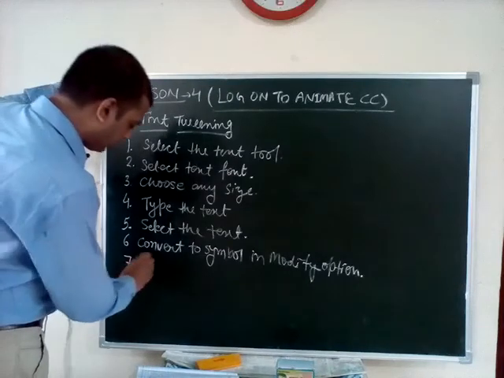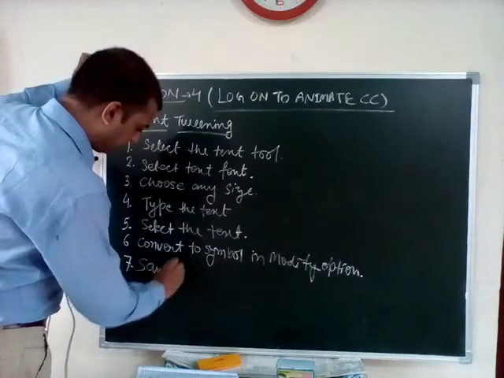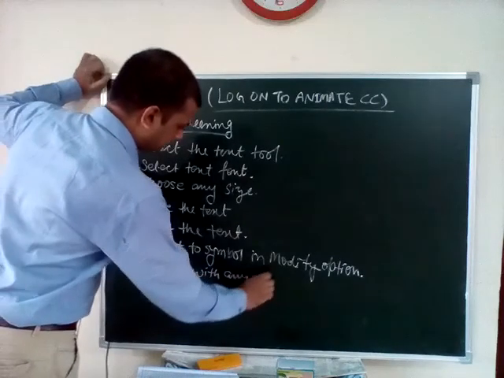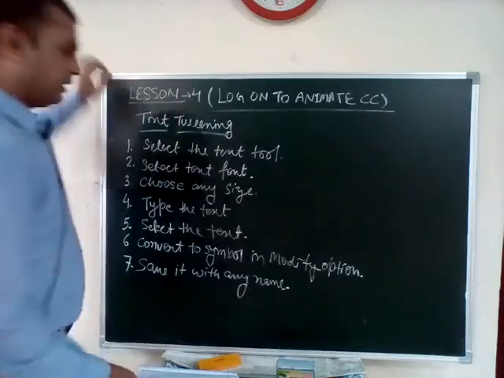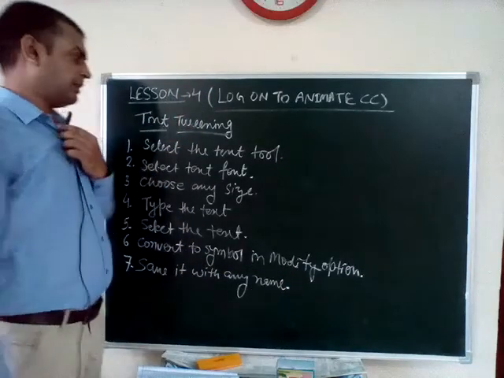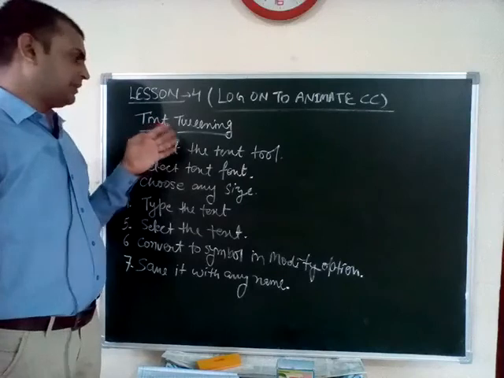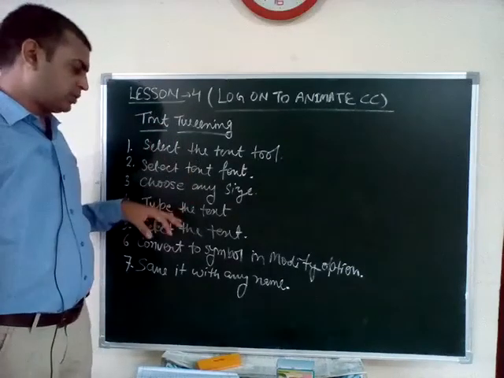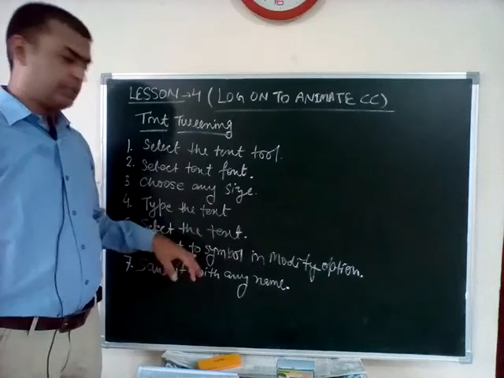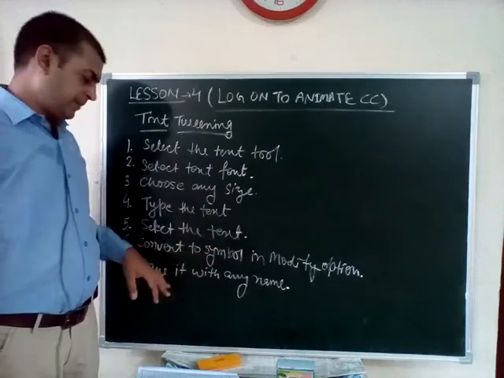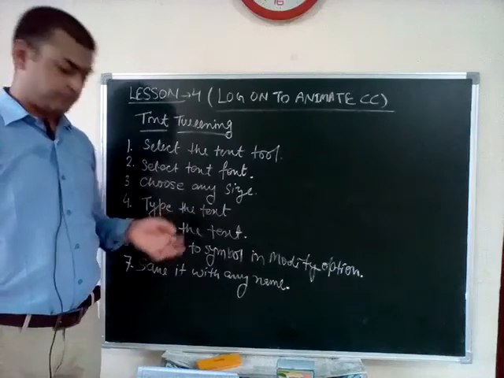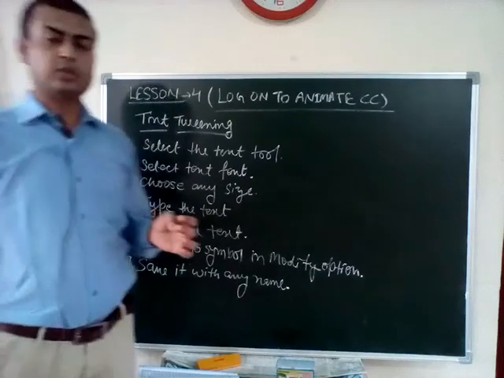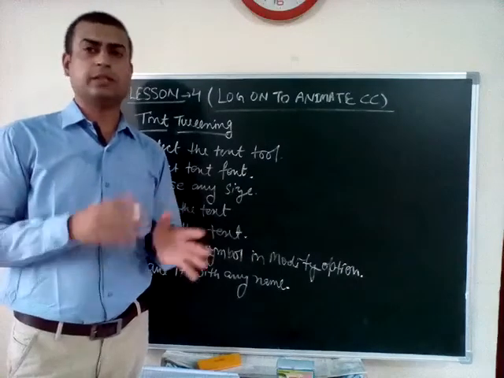Now save the object with any name. This is the main and important part of this tint tweening animation. You have to type something or draw something, convert it into a symbol with the Modify option, and then save it with any name. After doing this, you have to give the animation to it. Now your photo is ready to be moved.